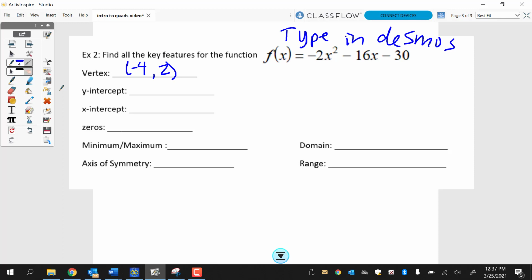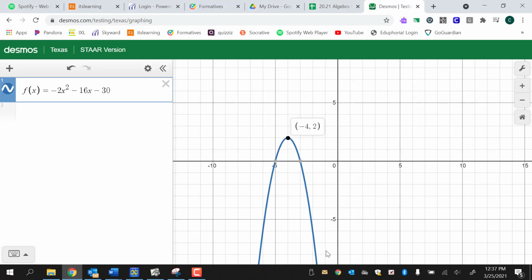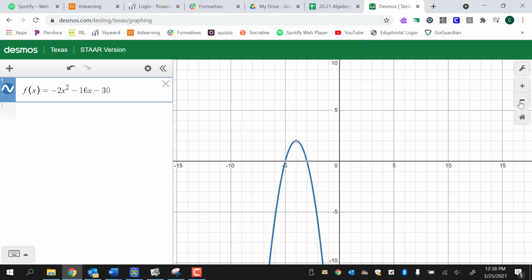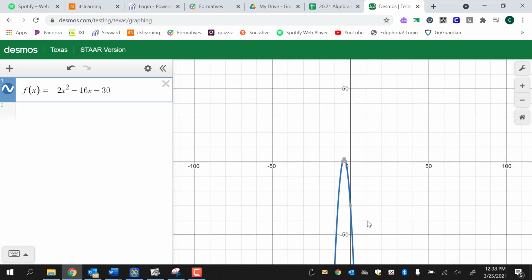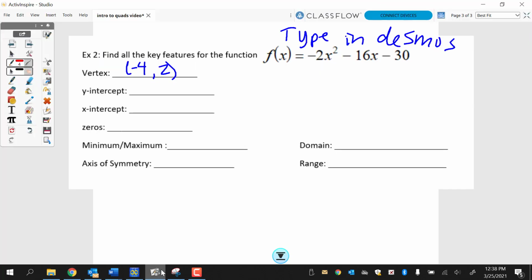Okay, my y-intercept, we know the y-intercept is where it crosses the y. So I have to zoom out because I don't see it touching the y-axis. Zoom, zoom, zoom. There, you see there's a dot on there, and I click it, and it tells me it's 0, -30. So we're gonna write that down. 0, -30.